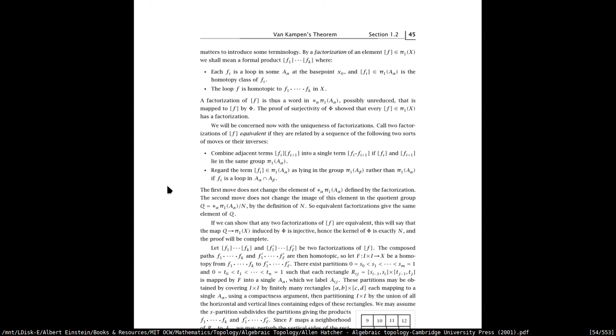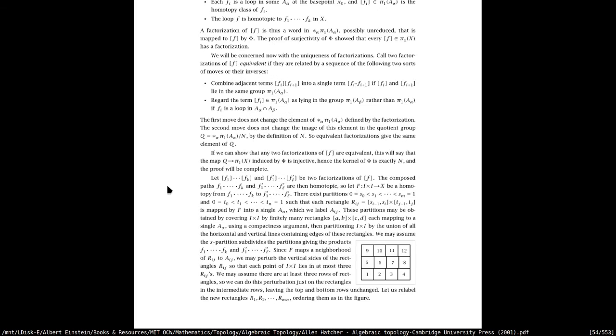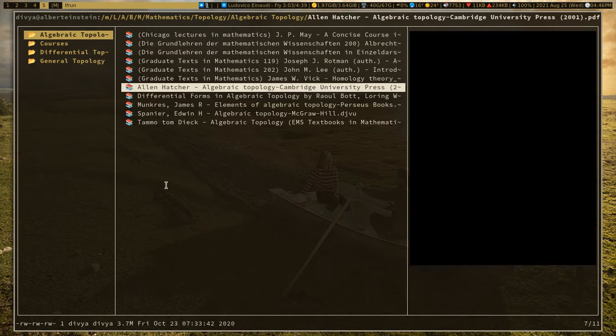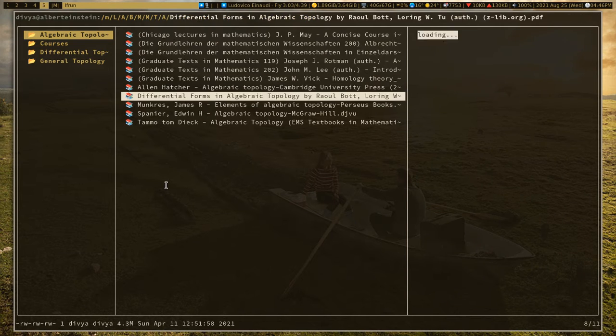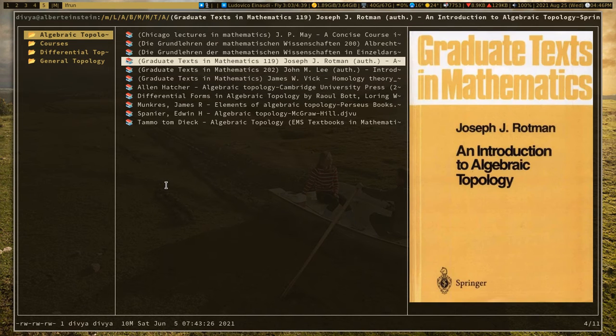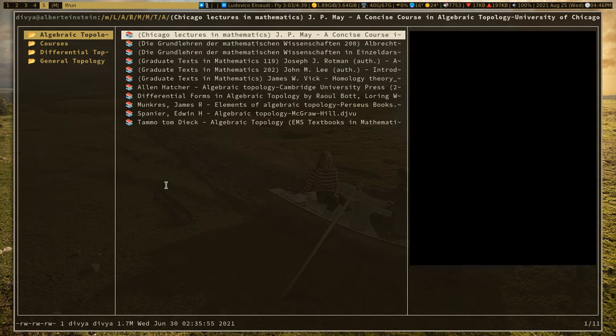I'm flipping to page 105 of Massey's algebraic topology. So that's where he goes. He's been talking about free groups, and now he's going to talk about presentations of groups by generators and relations.